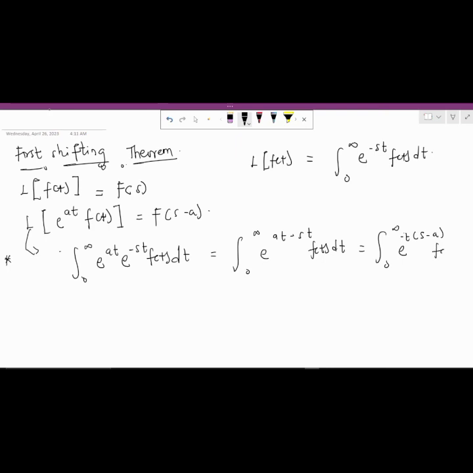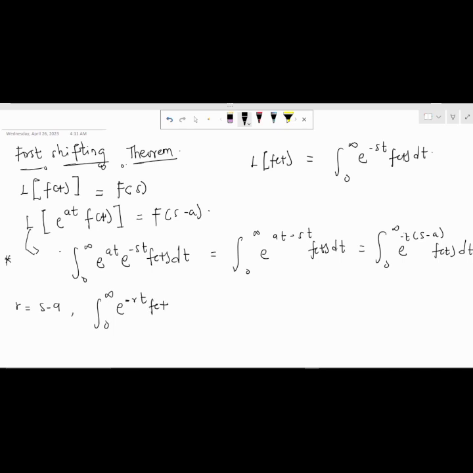So we have f of t dt. If we assume that r is equal to s minus a, it means that what we have here is simply the integral from 0 to infinity of e raised to the power minus rt f of t dt, which in turn would have been F of r, but then r itself is equal to what? S minus a.